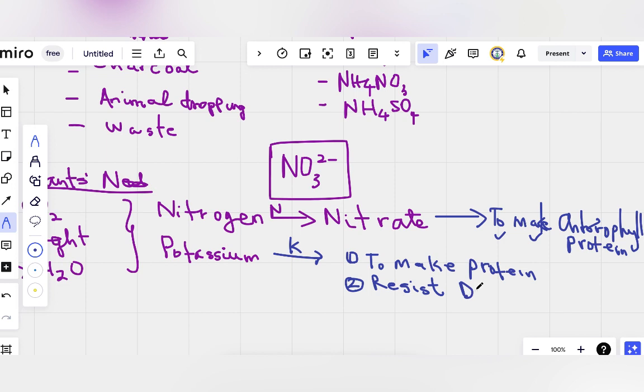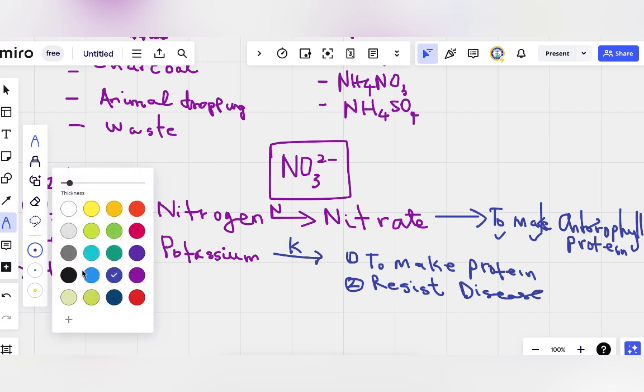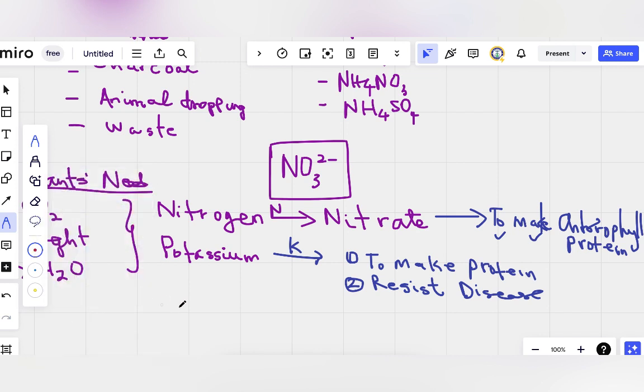So these are the two basic ones. There may be one or two other functions of potassium, but these are the two basic ones for potassium. Now the third one is phosphorus.